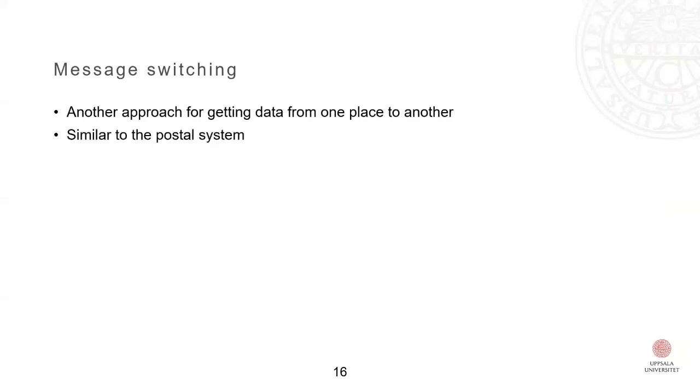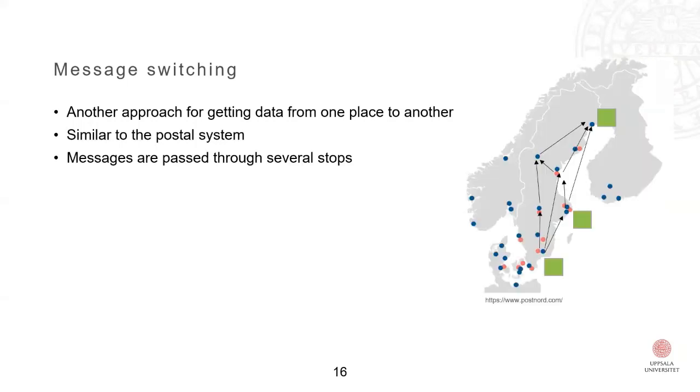Another switching way is called message switching. In message switching, we have an approach which is similar to the postal system. In the postal system, we have several nodes that will receive messages and forward them. For example, here we have a postal package which we want to send from here to here. Then there are several terminals on the way which will forward our package until it arrives at its destination. And several paths are possible. So it's not just a single circuit. There are several possibilities.